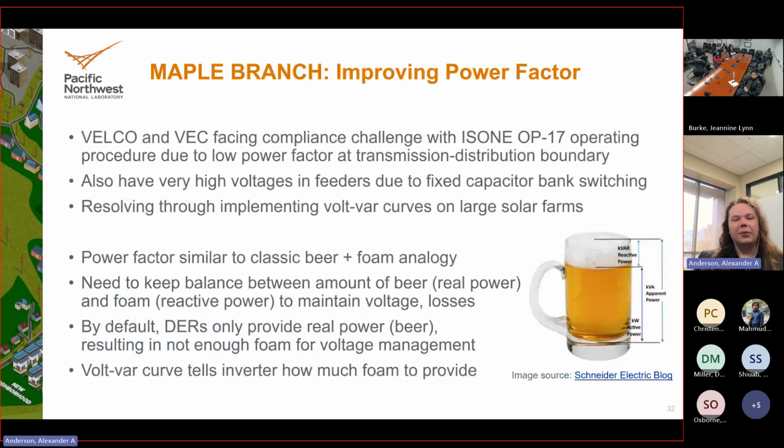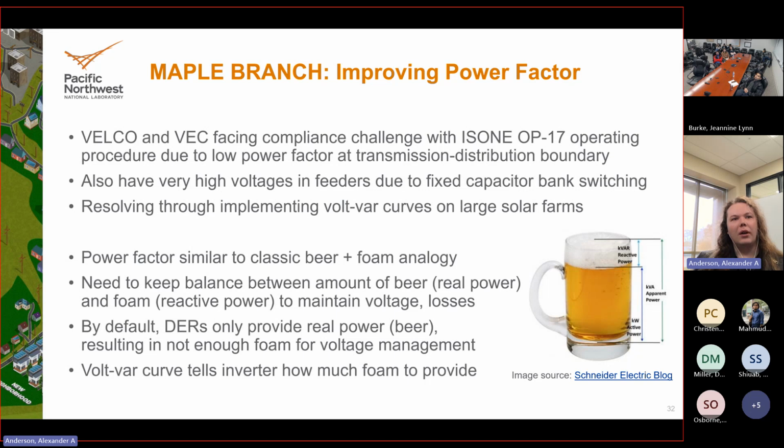The second is improving power factor. All of those DERs are injecting power at unity power factor, and that is causing all sorts of voltage control and power factor problems at the transmission distribution interface. And of course, going back to beer and foam, it's the classic volt-var analogy, but it works. We need to keep an ideal balance of beer to foam to keep our voltages stable. And these DERs are only providing beer to the system and not providing any foam.